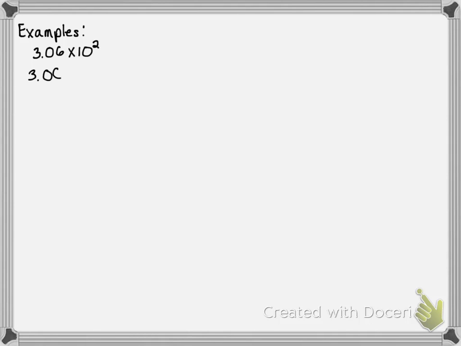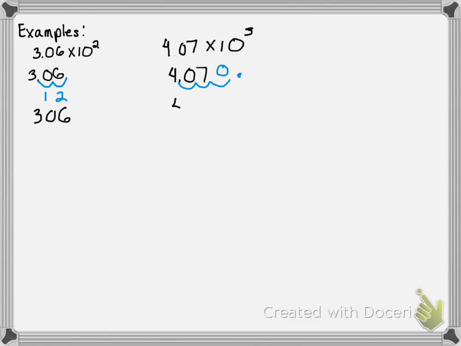3.06 times 10 to the 2nd. Again, you're going to write the number, move it 2 times because of the 2. You're moving it to the right because that's a positive exponent, so you have to move it in the direction of a bigger number. The other one, again, you have to move it as many times as the exponent is, fill in with zeros as needed.